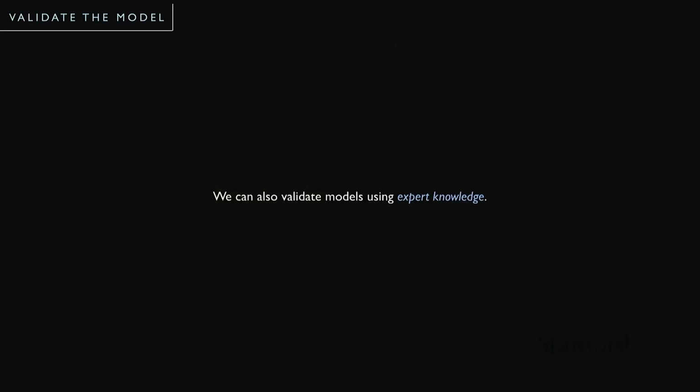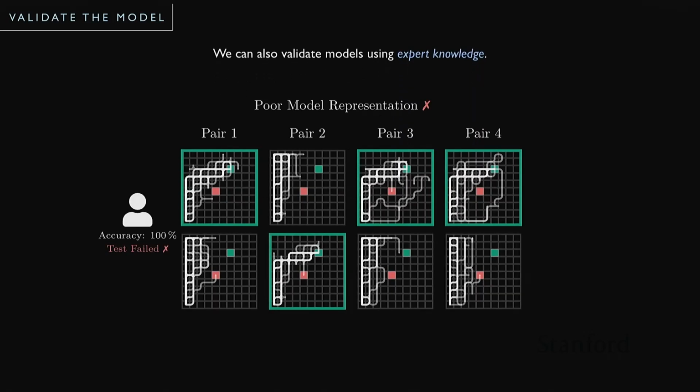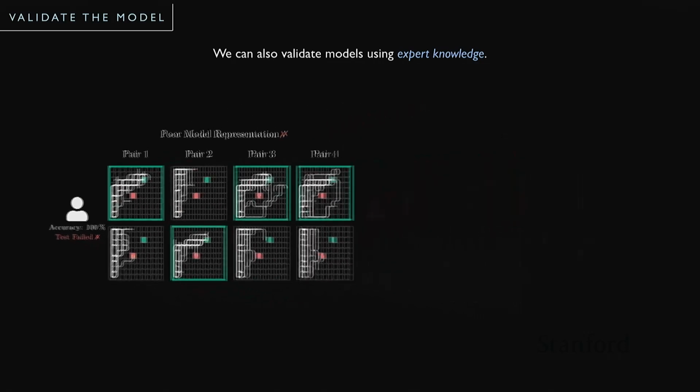All right, so we could also validate models using expert knowledge. So if we don't have a lot of data, some of you may have heard of the Turing test. This is kind of a Turing-like test where we would show an expert pairs of rollouts from the model and some rollouts from the data. And then we ask them to tell us which one came from the model and which one came from the data. And if they can figure out which one came from which 100% of the time, we probably didn't do a good job of making the model look like the data because they can tell that they're different. So if they get a high accuracy, we say it failed the test, we have a poor model representation.